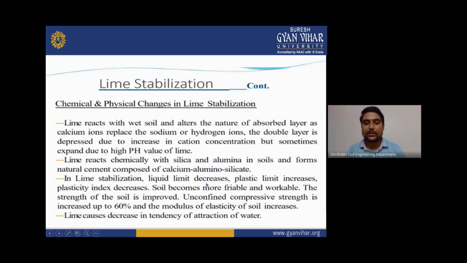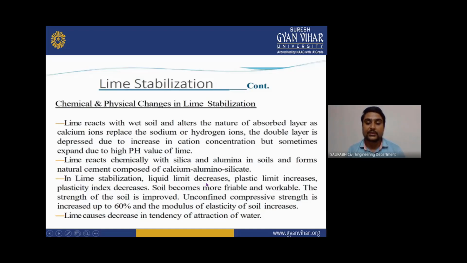In lime stabilization, liquid limit decreases, plastic limit increases. Plasticity index decreases also. Soil becomes more friable and workable. The strength of soil is improved. Unconfined compressive strength is increased up to 60% and modulus of elasticity of soil is also increased.